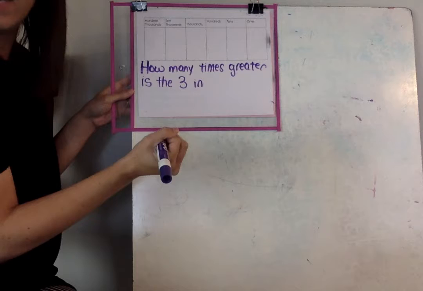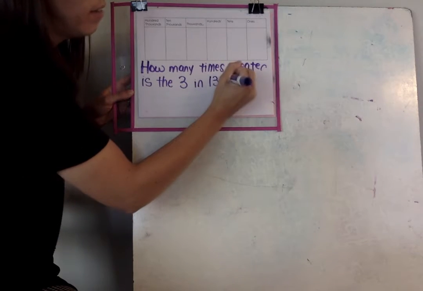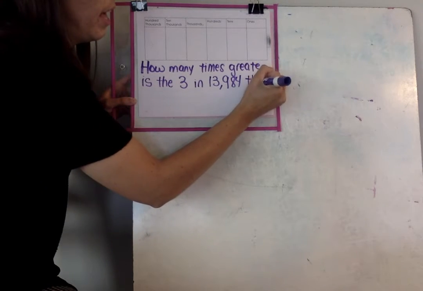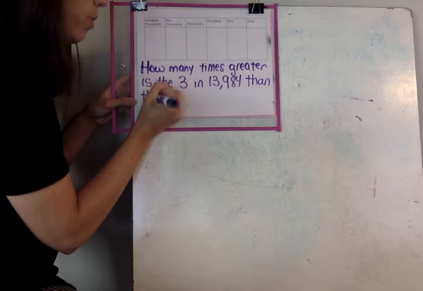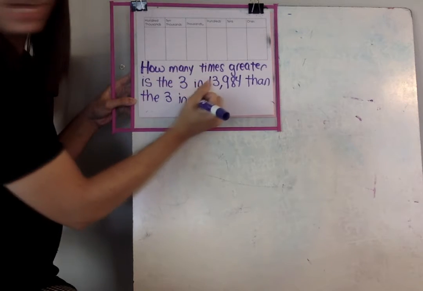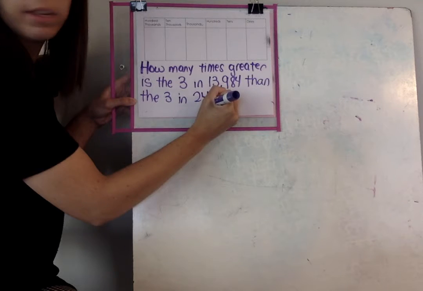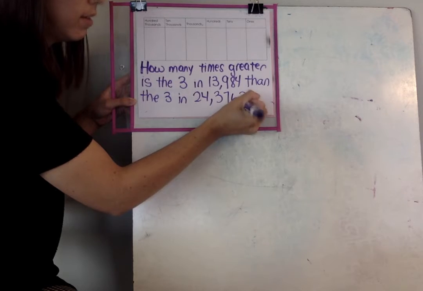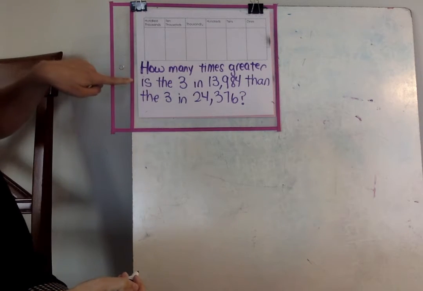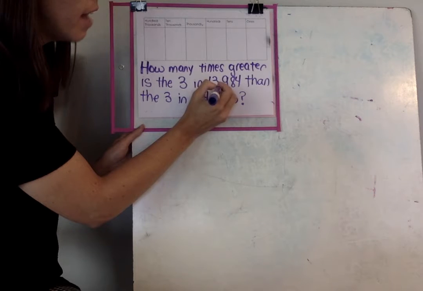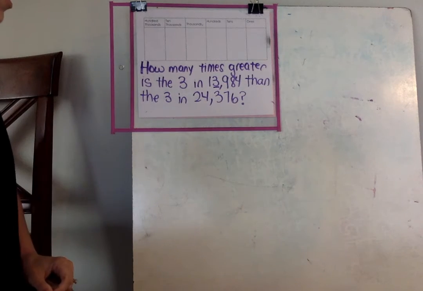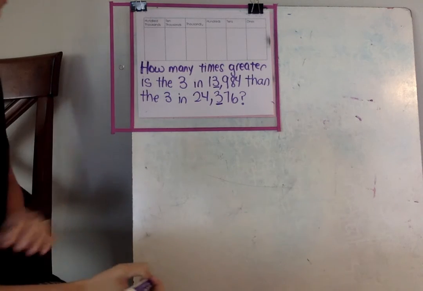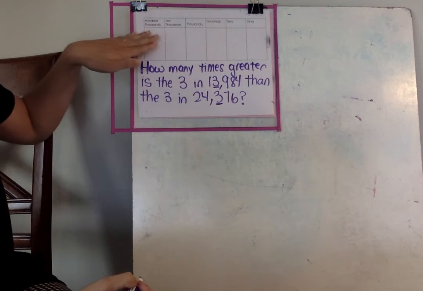3 in, let's say, 13,984 than the 3 in 24,376. So, how many times greater is the 3 in 13,984 than the 3 in 24,376?